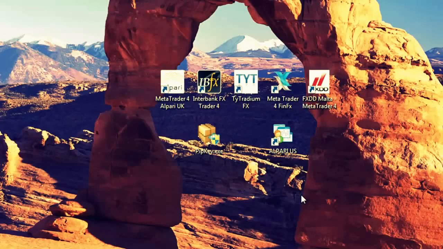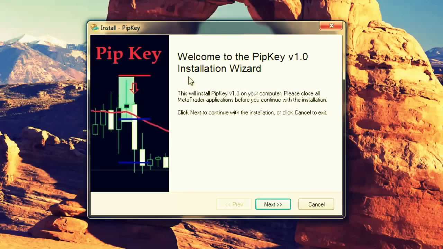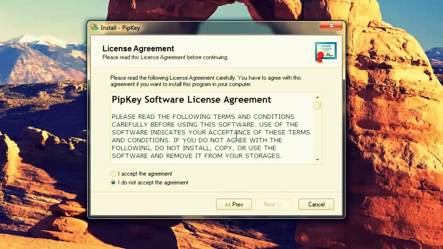Hi guys, in this video I will show you how to install and use the PipKey indicator. As soon as you get the installer, right click on it and run as administrator. Here you have the installation wizard, click on next. Accept the agreement, next.